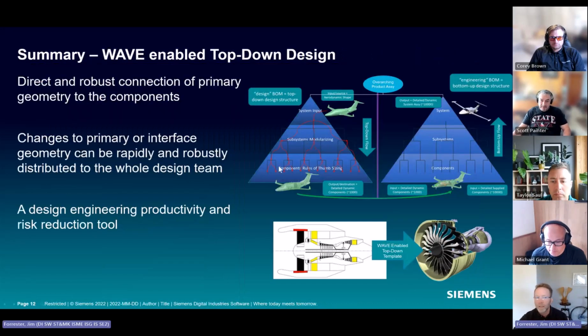And then, again summarizing here, you can have direct and robust connection of the primary geometry to the components below. In the short term, changes to that geometry can be conveyed in an associative way, robustly and rapidly down to those components. In the long term, that primary geometry can be morphed into something much bigger that might be a different class of plane or whatever. And then you can convey those changes down to a new set of components below.